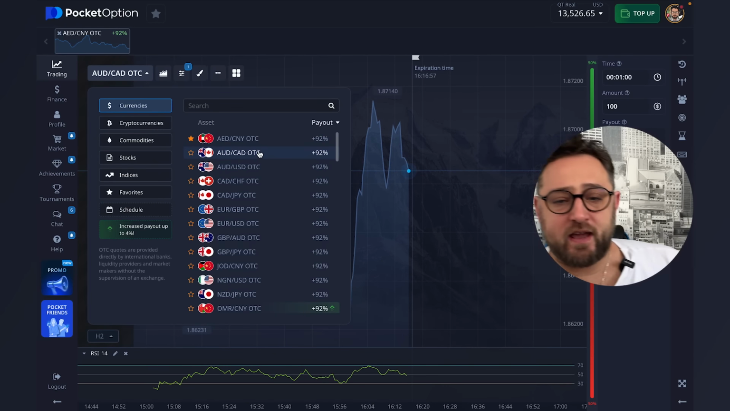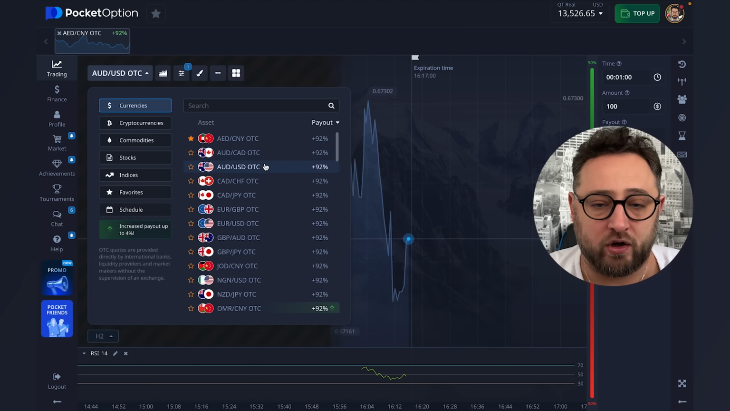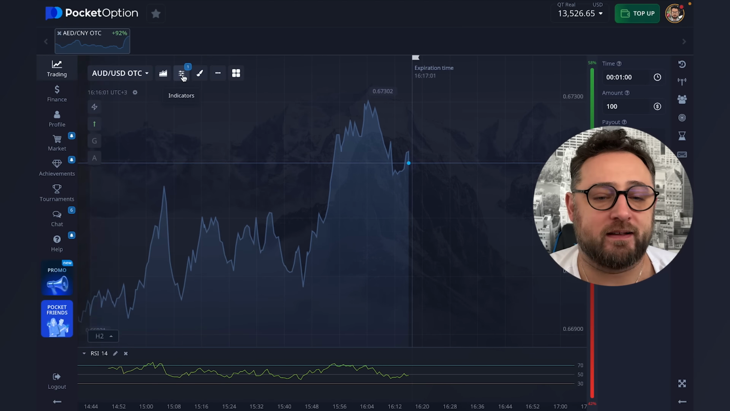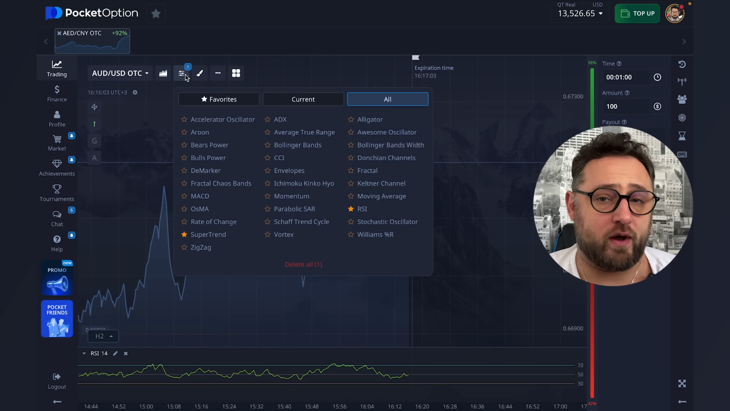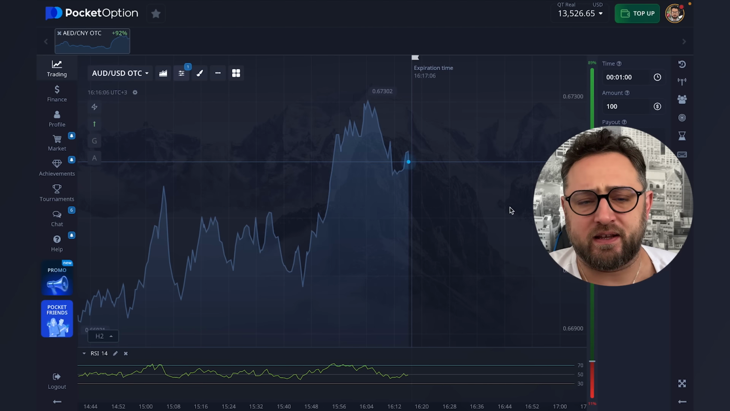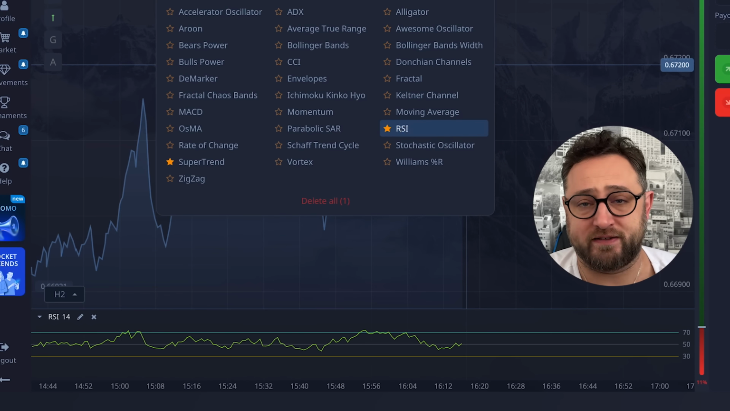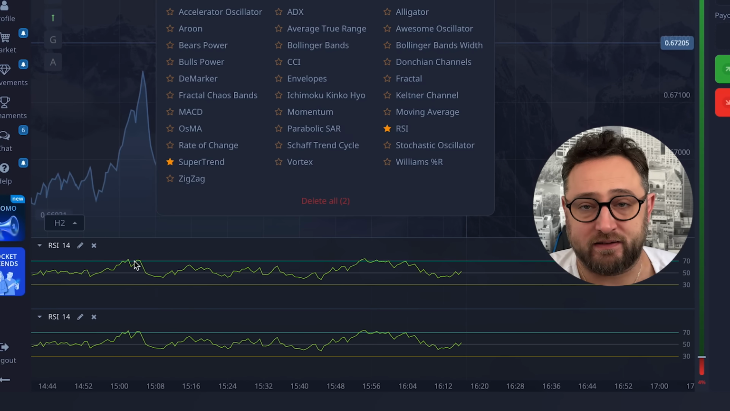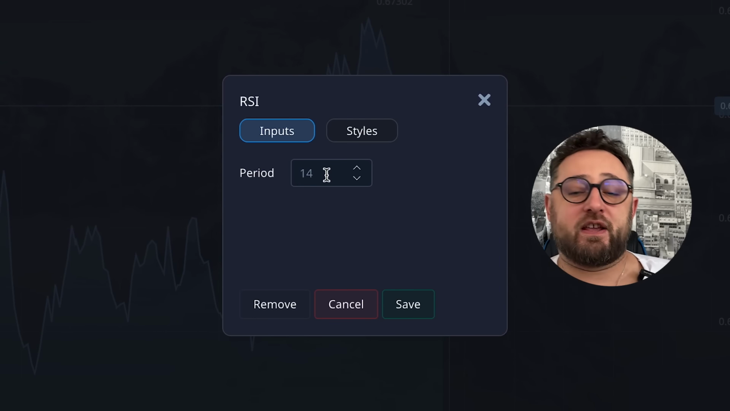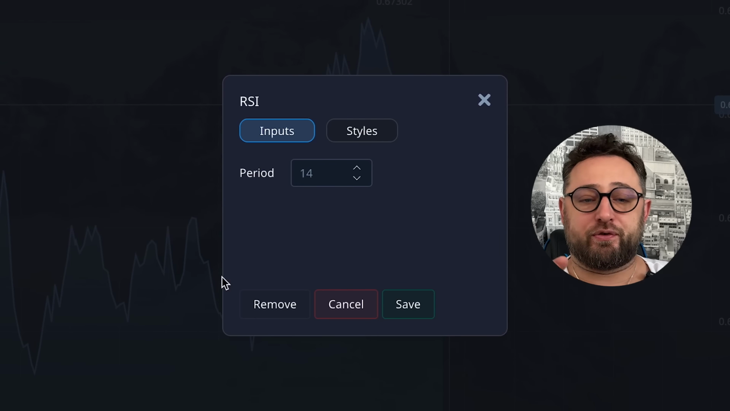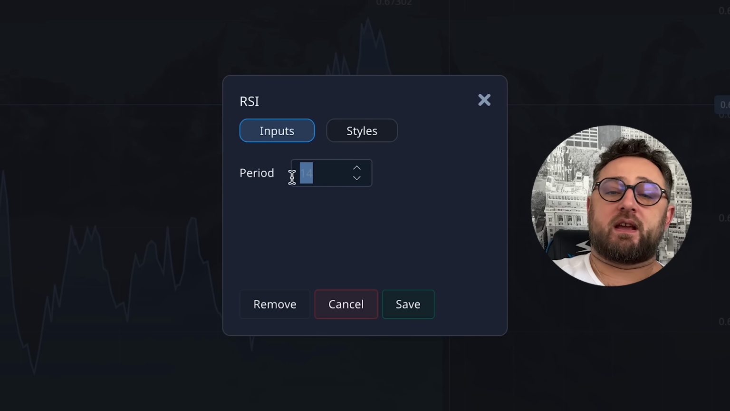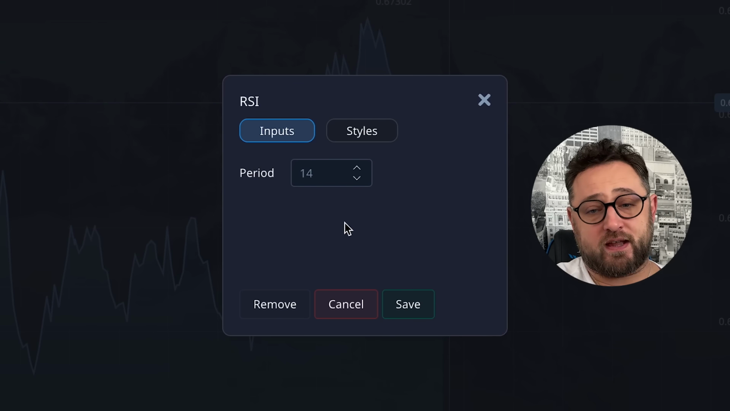Let's add RSI to our line chart. On most platforms, open the Indicators tab and search for RSI. Once it's applied, you will see a new window below the price chart, showing the RSI line. Now let's talk about the settings. By default, RSI uses a 14-period setting. That means it calculates average price momentum from the last 14 candles.